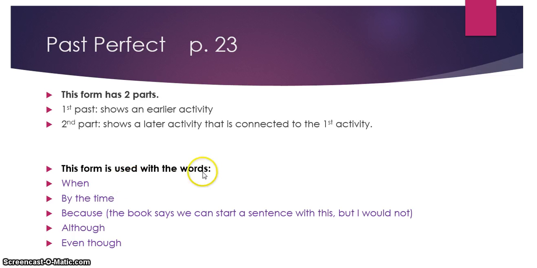This form is used with the words when, by the time, although, and even though. Now the book says that we can start a sentence with because. Now I wouldn't do this. If you want to use because, you would have to use it in the second part of the sentence.